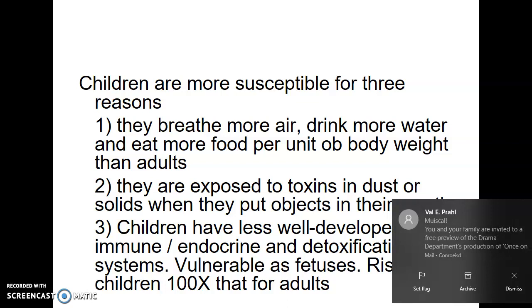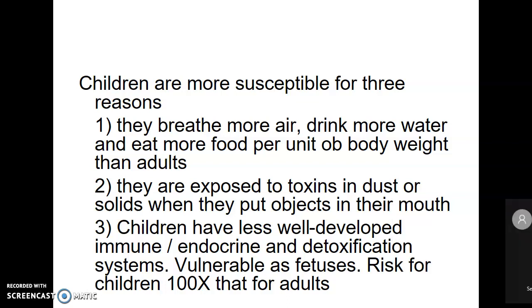So we have children being more susceptible to toxins for 3 reasons. So these are really big to know. You really need to know that children are more susceptible to toxicity and toxins. 1, they breathe more air, they drink more water, eat more food. They have little bodies, so they have to take in more in order to survive. They are also exposed to toxins in dust or solids when they put objects in their mouth. Children are notorious for putting things in their mouth that they should not, but it happens. And then children have less developed immune systems. They're very vulnerable to diseases, so FYI on that.